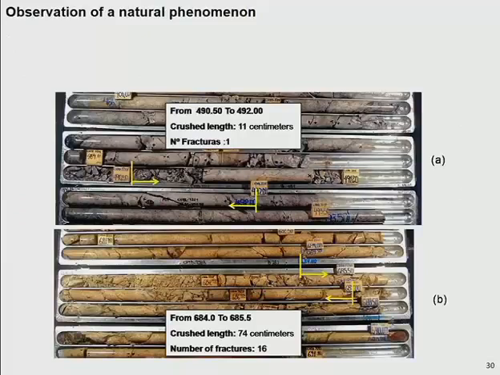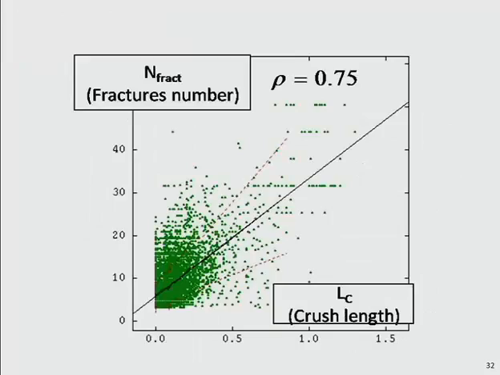We observe the samples. And what do we see? Here you have a first sample, and you see that you have one fracture and just 11 centimeters of crushing. We observe another one, and we see that we have a lot of fractures and a very important crush length. So we say, well, crushing is a result of fracturing. When fractures are numerous, we have a lot of crushing because it's a material which has low strength. Okay, perhaps. Let's look at this on the first data set.